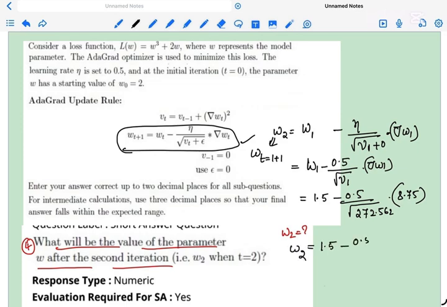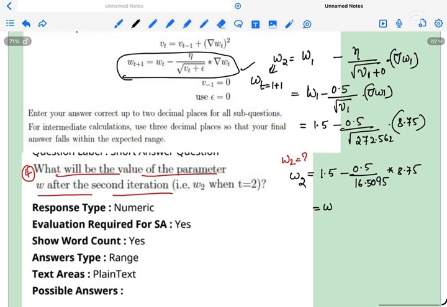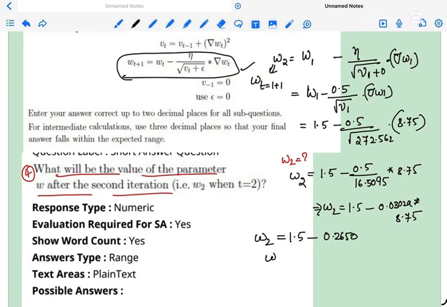That equals 1.5 minus 0.5 divided by square root of 272.5625, which is 16.5095, times 8.75, that is w2. w2 equals 1.5 minus, its value is 0.03029 times 8.75, and w2 equals 1.5 minus, if you multiply these two values, 0.2650. w2 equals 1.235.